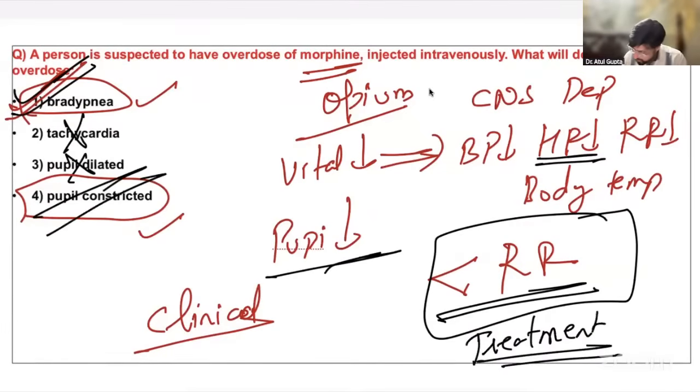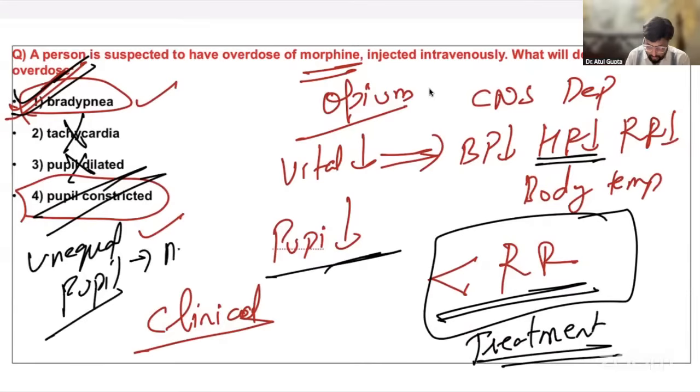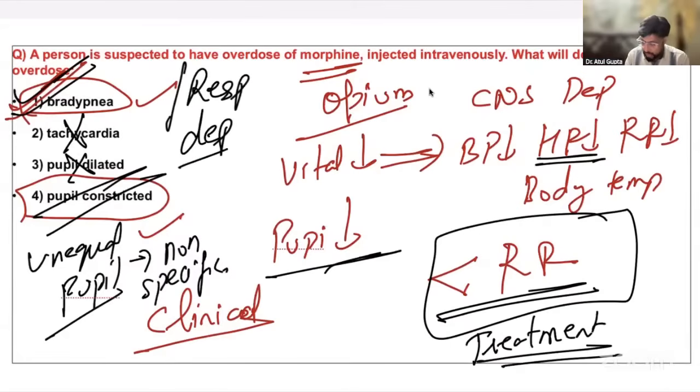Okay, so what was the answer? What was the question? Unequal pupil size. Unequal pupil size is a very non-specific choice. Different size of pupil is also very non-specific. Respiratory depression, or bradypnea, whatever it was, is the most characteristic of opioid poisoning.